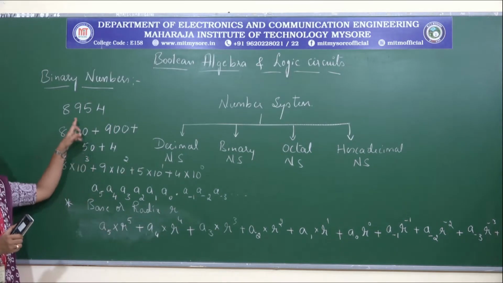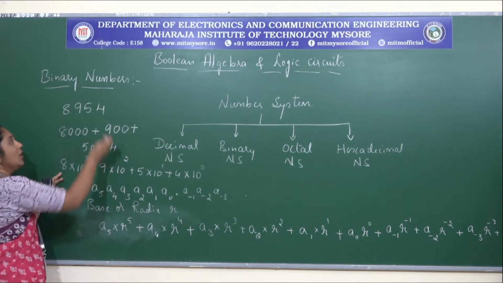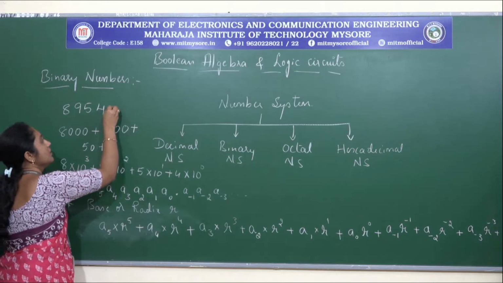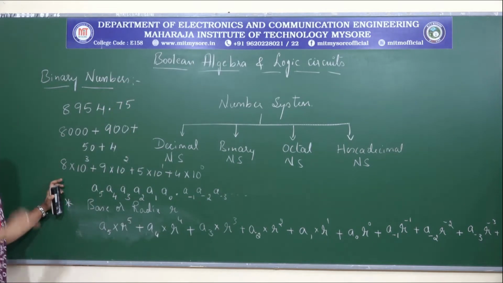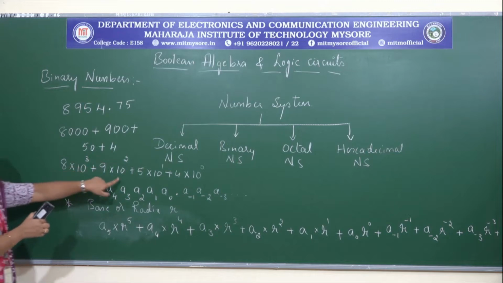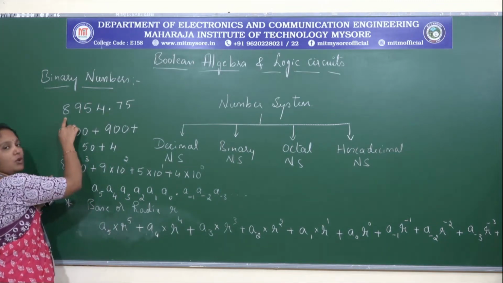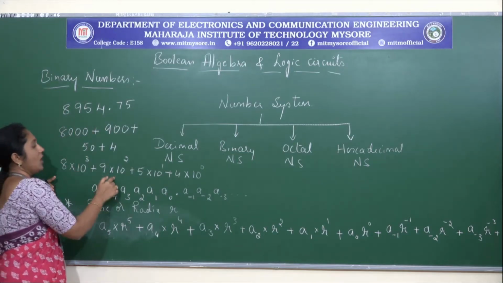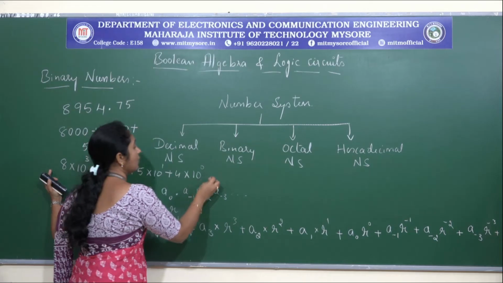For example, if I consider this number, I have already written the representation of it. Now let me consider the digits after the decimal point also, the fraction numbers. How is it represented? Let me change it here itself, the expanded form. I have represented 8 into 10 power 3 plus 9 into 10 power 2 plus 5 into 10 power 1 plus 4 into 10 power 0.